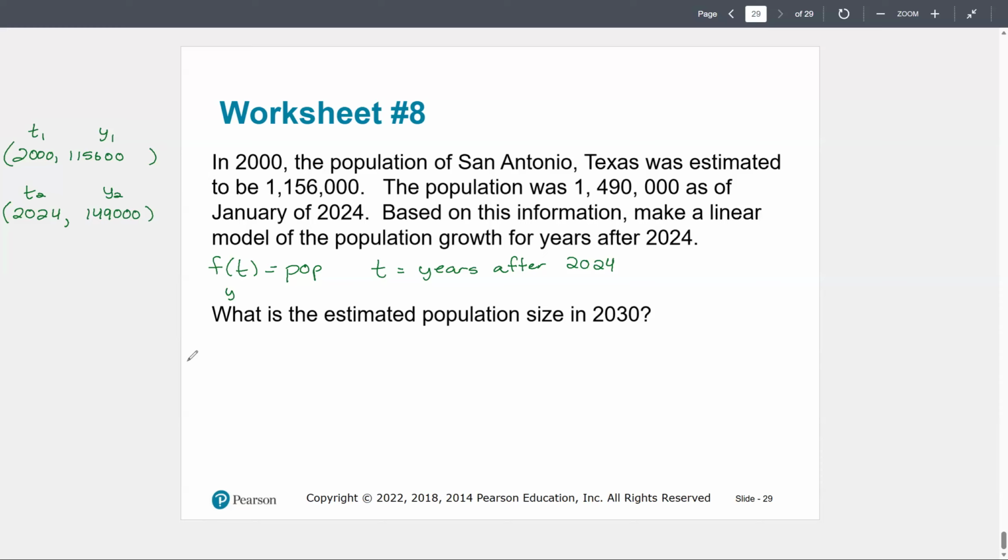All right, so first thing we need to do is we need to find slope. So what we would have for x's is now my t's. So we still do this. It's just going to be y2 minus y1 over t2 minus t1. So we have a population of 1,490,000 minus a population of 1,156,000. And then T2 is 2024, and then T1 is 2000.